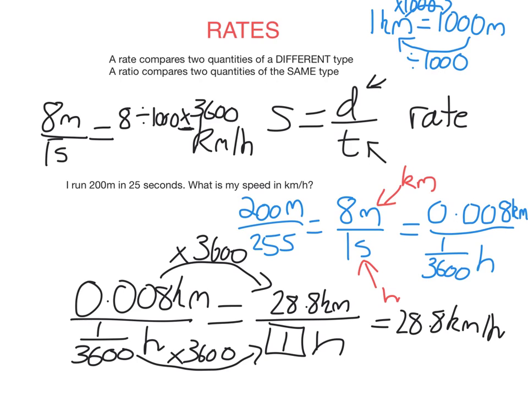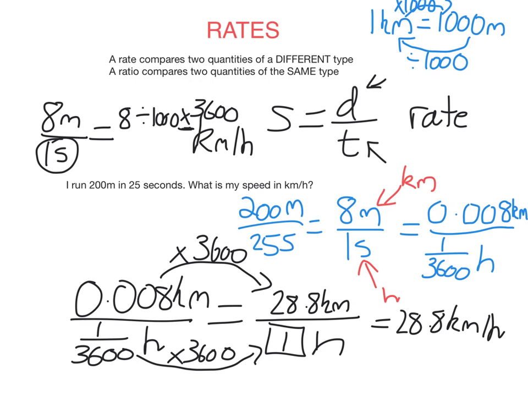And that's because seconds is on the bottom of the fraction. So if the quantity is on the bottom of the fraction, where you would normally times, you divide. Where you would normally divide, you times. You invert the operation. So hopefully you'll understand one of these methods.